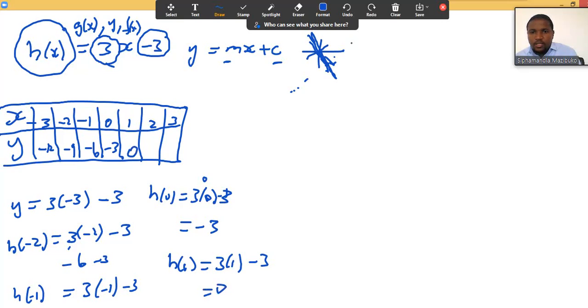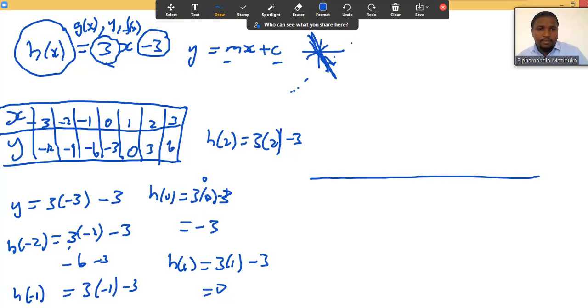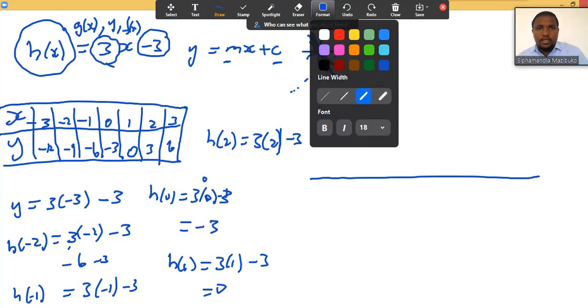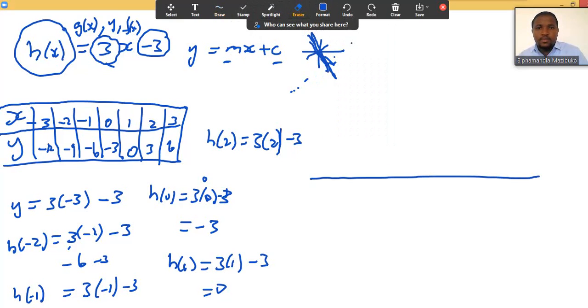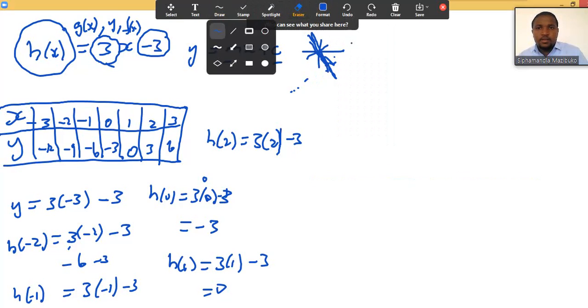And then let's look at another one. h at 2 should be equal to 3 times 2 minus 3. So this is 6 minus 3, which is 3. And lastly we will have 6. You can check that one out. Okay, let's look at our graph then. This is our graph already.